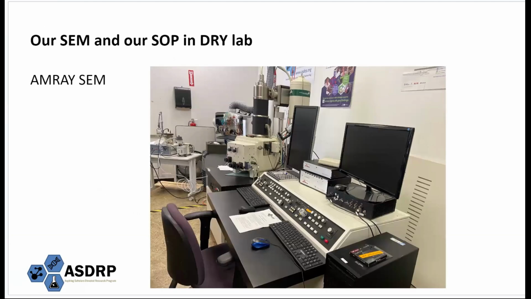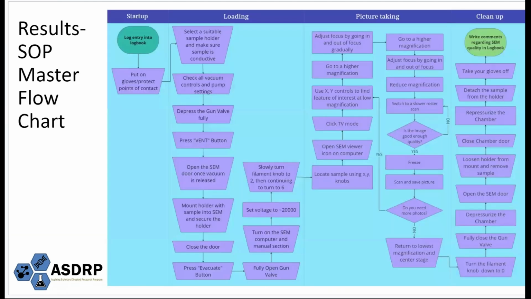And next, this is what our AMRay SEM looks like. During the semester, we have made individual flowcharts of the SEM SOP, which is the standard operating procedure, that we merged together. The master flowchart has been sectioned off into 4 main swim lanes: the startup, the loading of the sample, the image or picture taking, and finally the cleanup.